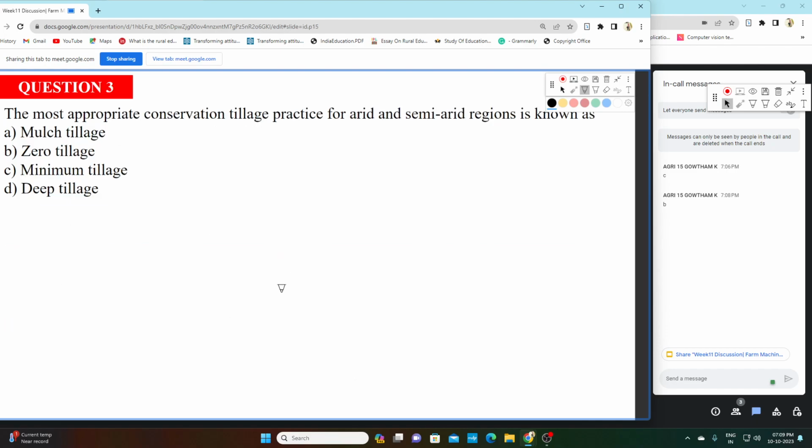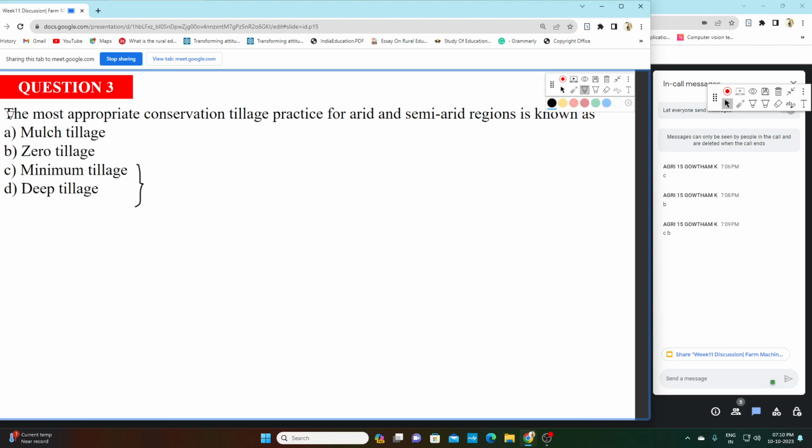Now question number three: the most appropriate conservation tillage practice for arid and semi-arid regions is known as option A, mulch tillage, option B, zero tillage, option C, minimum tillage, and option D, deep tillage. So any guesses? Okay, no problem. Either C or B, you are guessing.